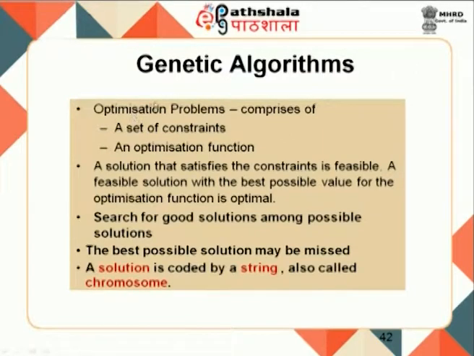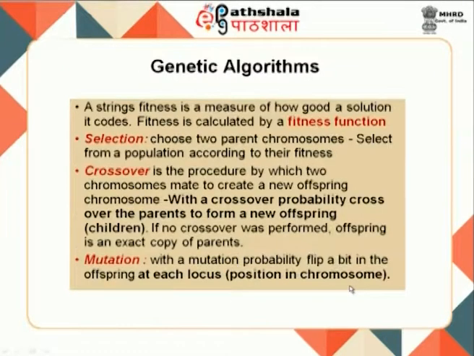And finally, we will come to what are called genetic algorithms. This is again a set of optimization problems with a set of constraints and an optimization function, sort of like the greedy approach that we saw. A solution that satisfies the constraints is feasible. You search for a good solution among the possible solutions, but the problem is the best solution may be missed. A solution is coded by a string, also called a chromosome. Fitness is a measure of how good a solution it codes, and it is calculated by a fitness function.